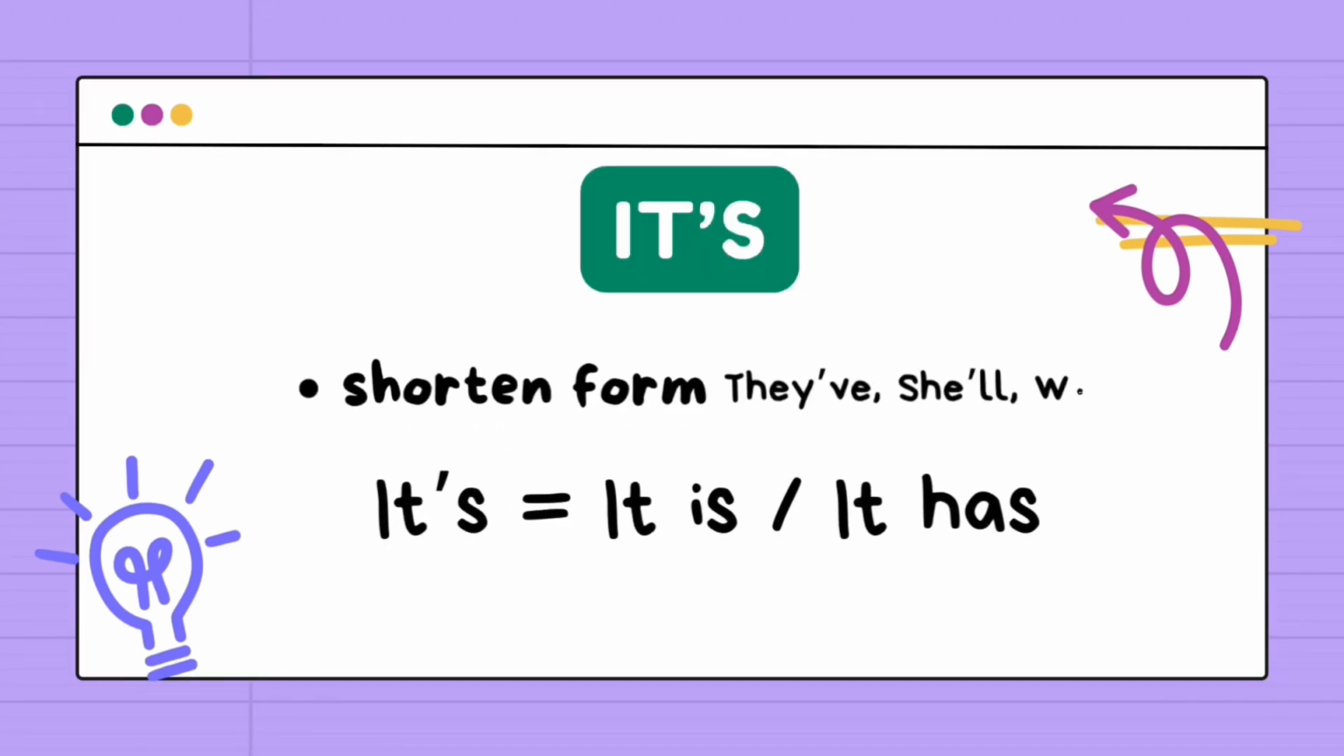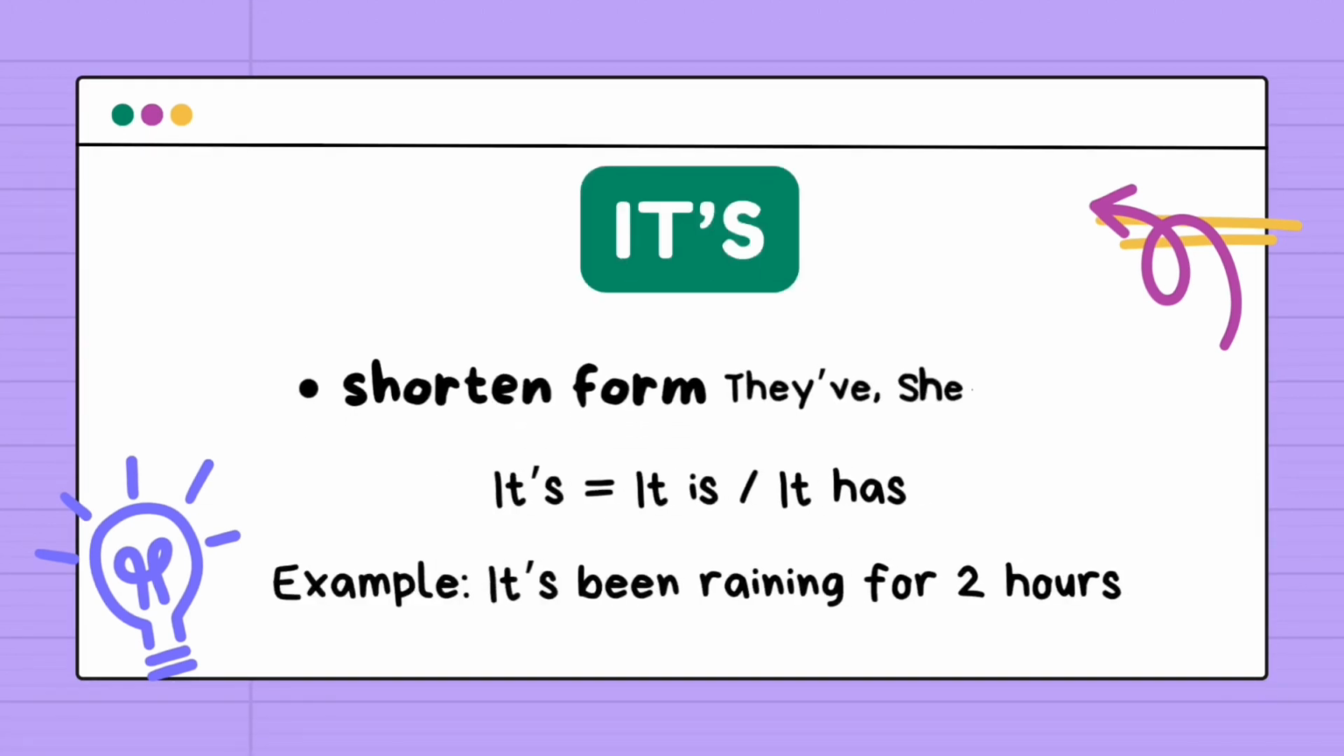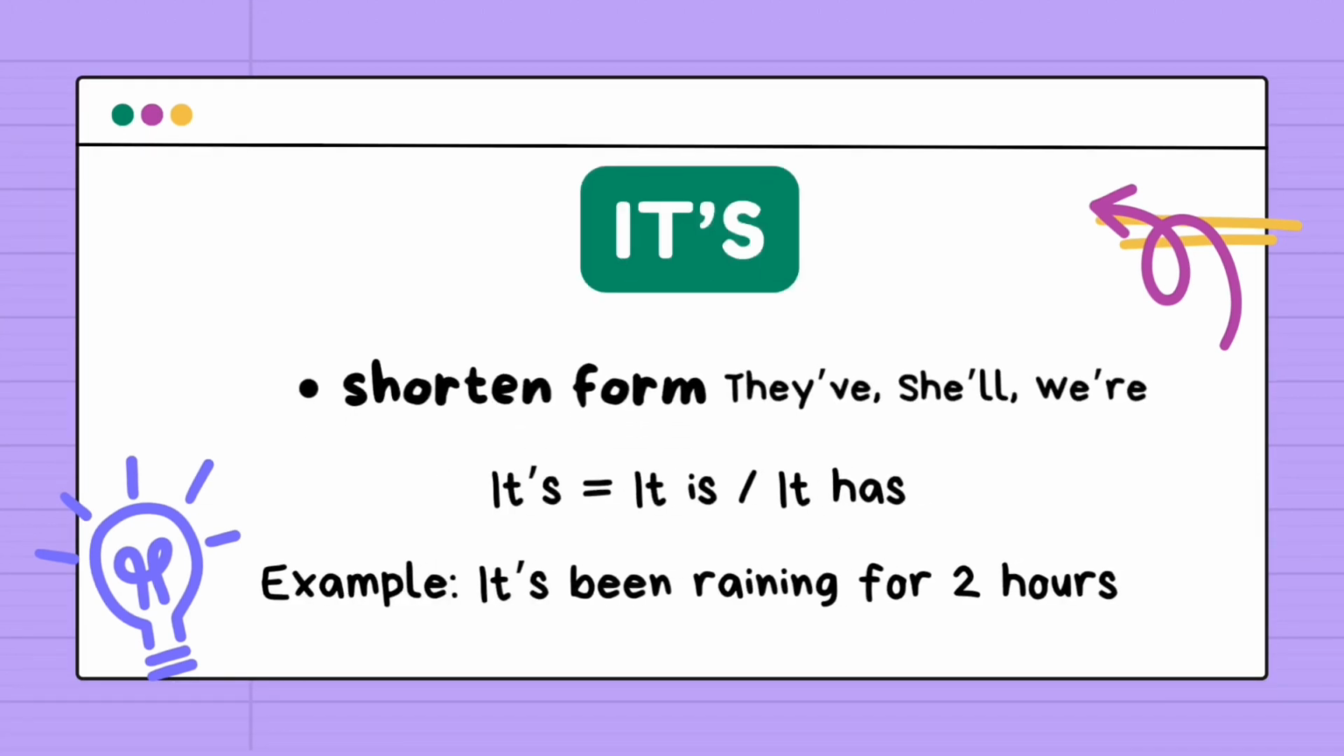Sometimes when there is an apostrophe, it also means it has. So it has two meanings: it is and it has. Let's take an example of it has. It's been raining for 2 hours. In this example, we say it has been raining. It has been raining for 2 hours. It depends upon the situation of the sentence. So we will use it is and it has according to the situation of the sentence.